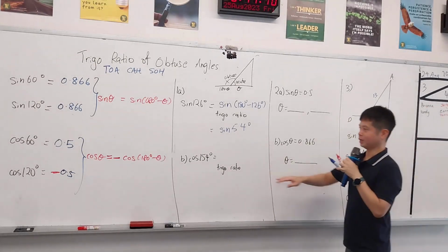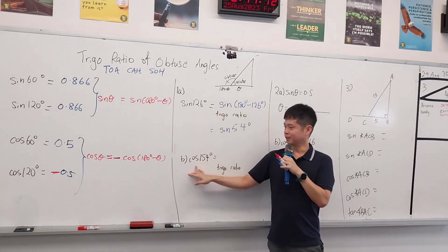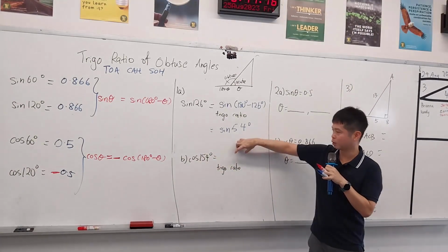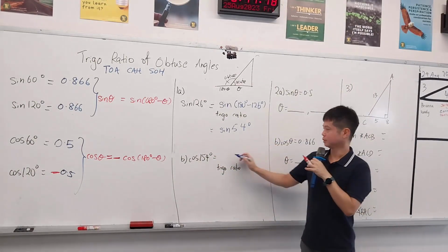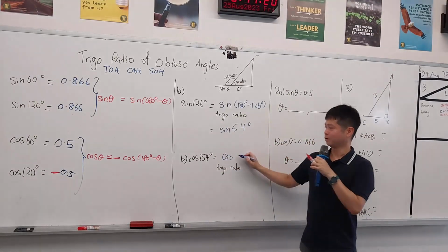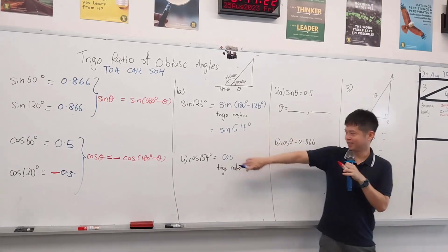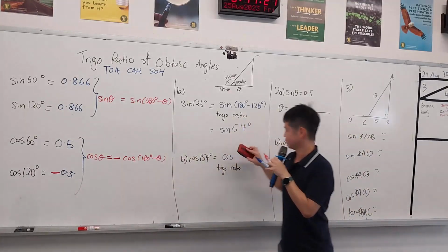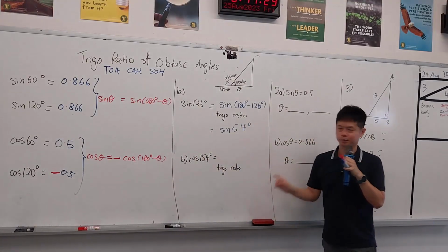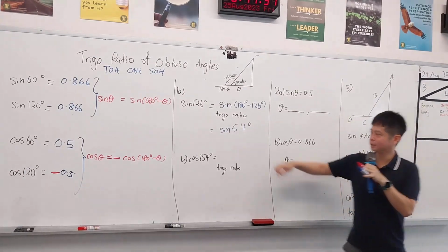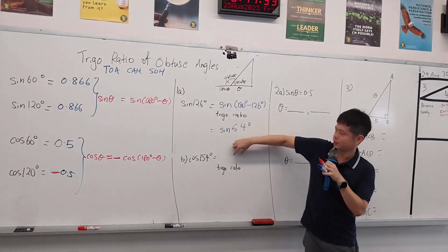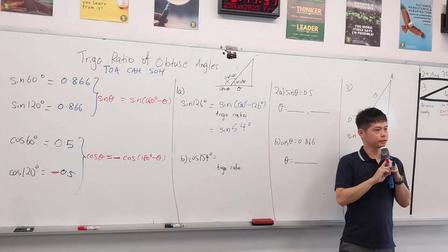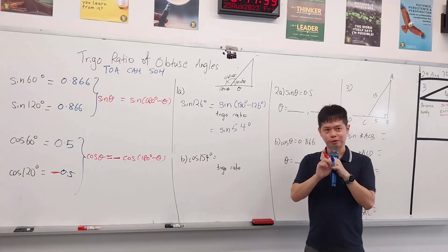Okay, let's move on. Now, the cosine obtuse, right? I want you to write a cosine acute. The cosine acute. What do you think you will write here on the right hand side? What angle do you think you can use? You all say 26. Okay, now look here.